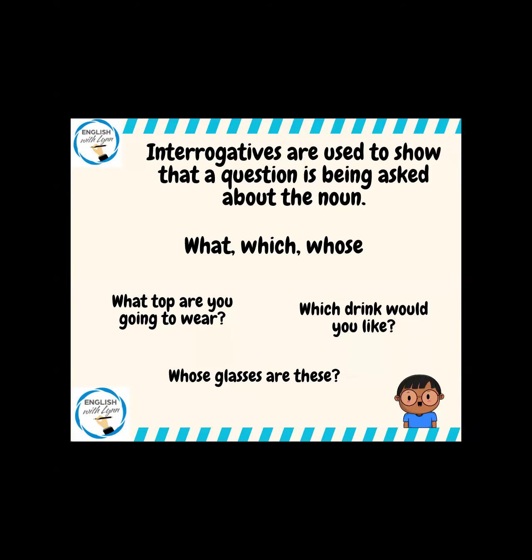Now, if I break that down, if you interrogate someone, you ask some questions, okay? So interrogatives, they are used to show that a question is being asked about a noun. And you need to be careful with that because not every single question word is an interrogative determiner. So what you need to know is that when we use the term interrogatives with the determiners, we are speaking about the three words what, which, and whose.